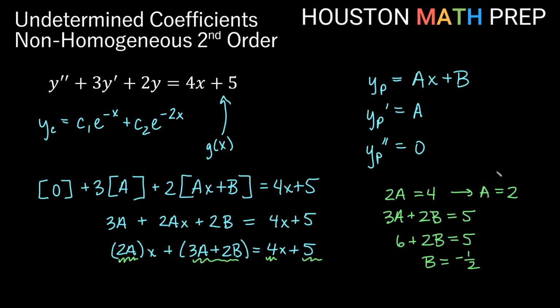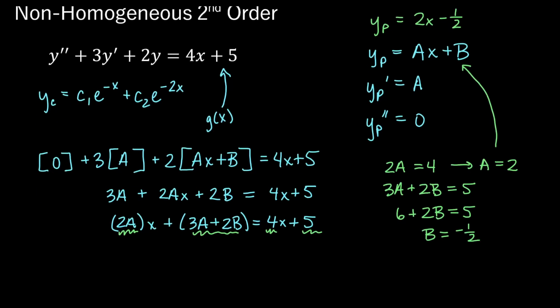I can take my a and b information, I can put it in there. So I know now that my y sub p is actually 2x minus 1/2 if a is 2 and b is negative 1/2. And now we'll go ahead and write our solution, which is y sub c plus y sub p. So in this case, our complementary function was c1 e to the negative x plus c2 e to the negative 2x, plus our y sub p, which gives us plus 2x minus 1/2.